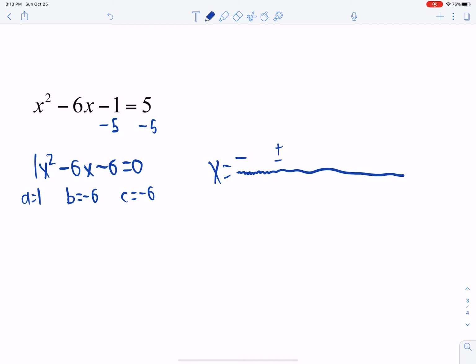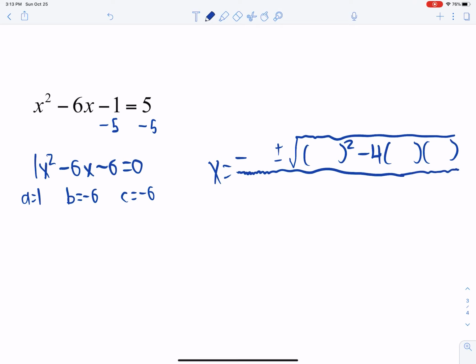Boy, my hands are shaky today. A lot of squiggly lines. It's always set up the same way. That's one reason why, even though it's long and takes a little while to learn, I like the quadratic formula problems, because it's the same setup and the same steps every time, just different numbers.